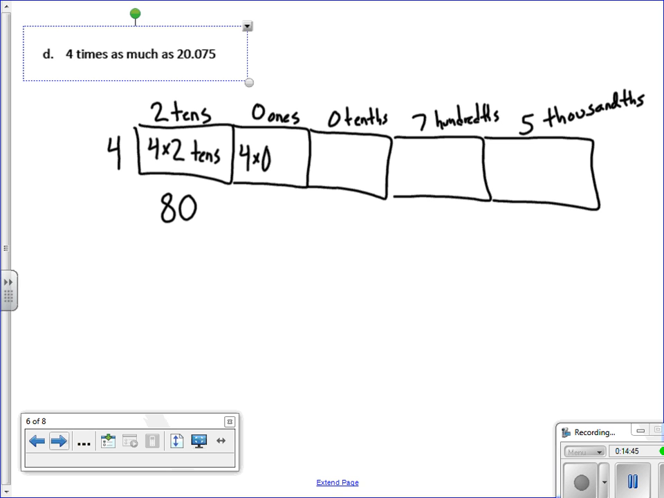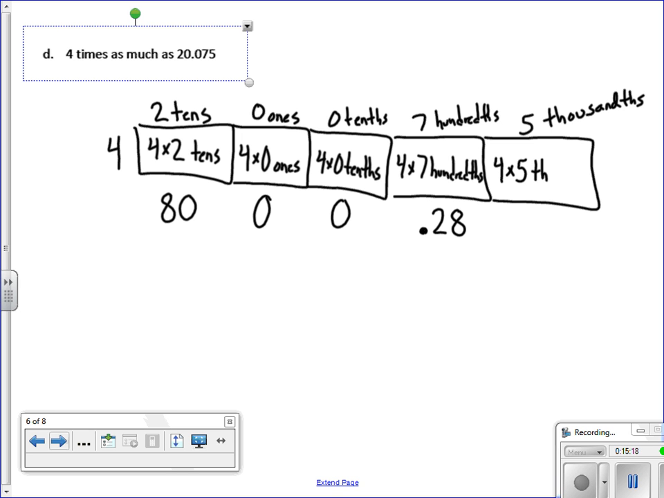4 times 0 ones. Anything times 0 is 0, so we have 0 ones. Again, 4 times 0 tenths. Anything times 0 is 0. Now we're back to a 7. 4 times 7 hundredths. 7 times 4 is 28, but we need to do hundredths. And our last one is 4 times 5 thousandths.